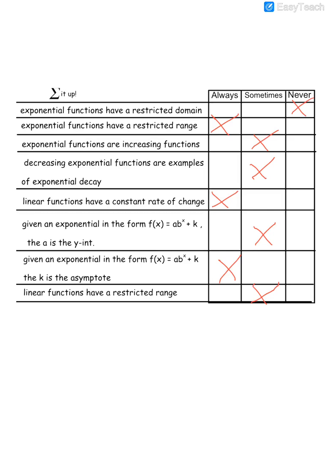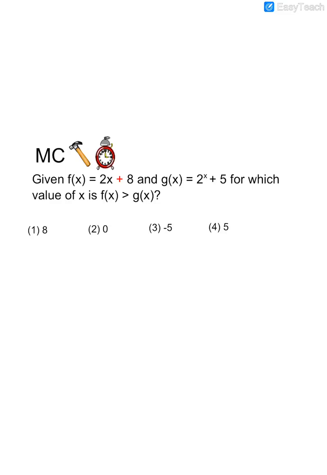Okay, let's do MC Hammer. Given f of x equals 2x plus 8 and g of x equals 2 to the x plus 5, for which values is f of x greater than g of x?